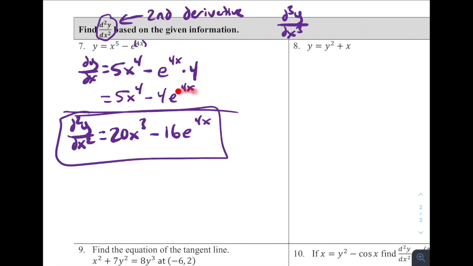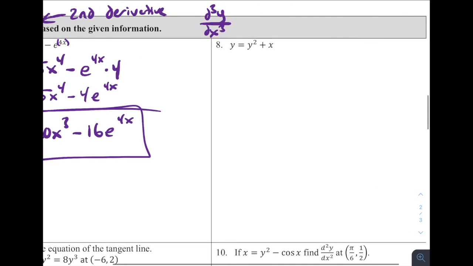And again, looking at this, we're using the chain rule: our outside function is e to the x, our inside function is that 4x, that exponent. And so multiplying by the derivative of 4x, that's where this extra 4 times 4 becoming 16 comes from. That is going to be problem number 7.